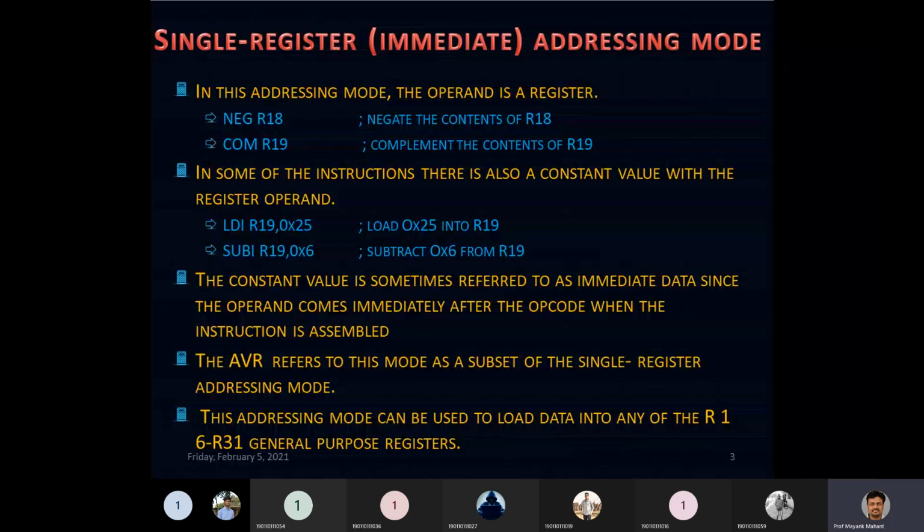For example, we have already talked about NEG and COM. Can anyone tell me what NEG is all about? For what purpose can we use this NEG instruction? I would like to hear it from roll number 59. Hello, 59 number. Can you tell me for what purpose we are using the NEG instruction?